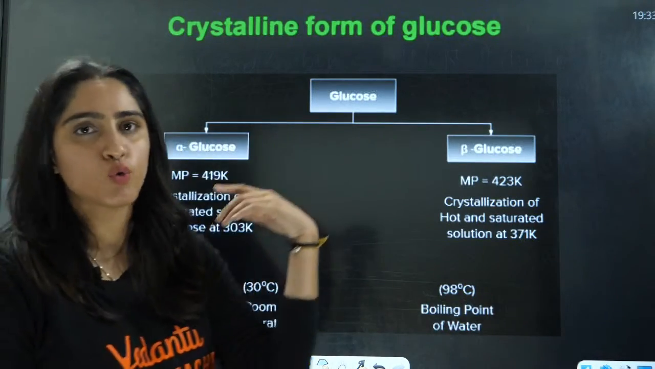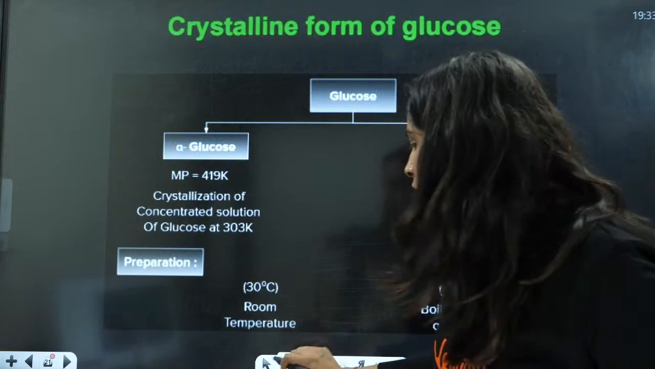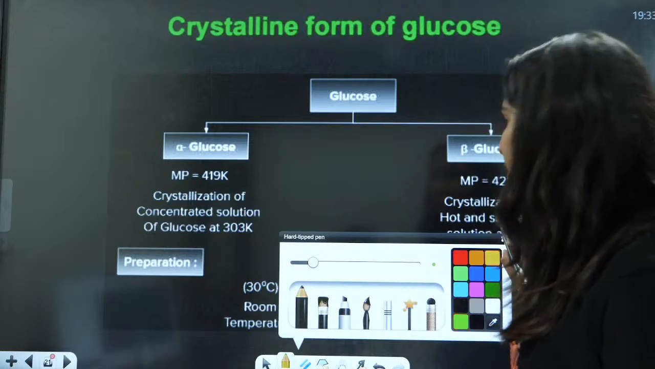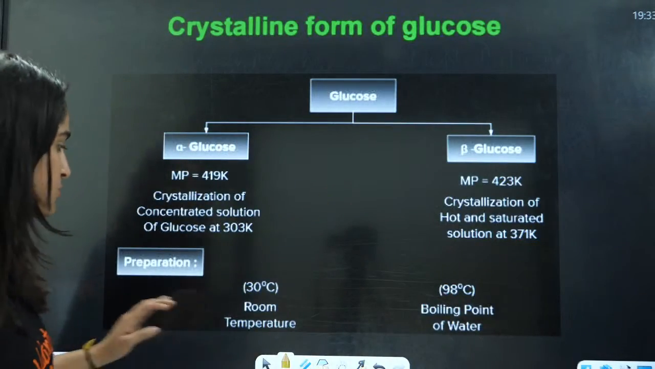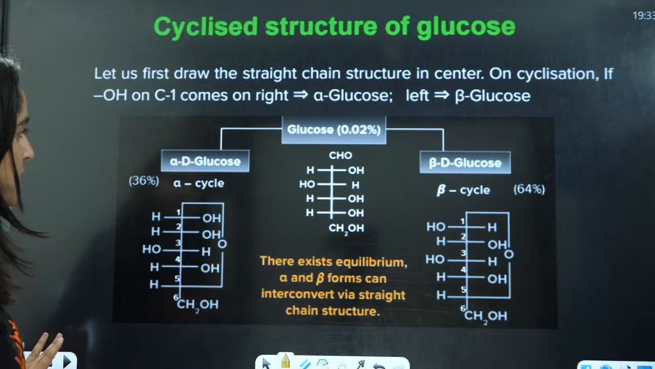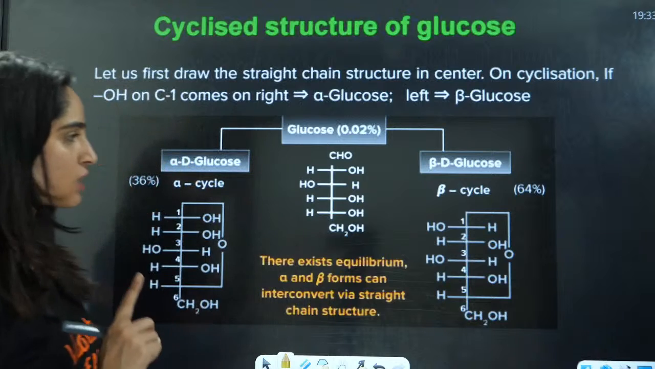Now we have glucose, we have alpha glucose, we have beta glucose. Let us see what is alpha and what is beta. Firstly, let us draw the structures here.